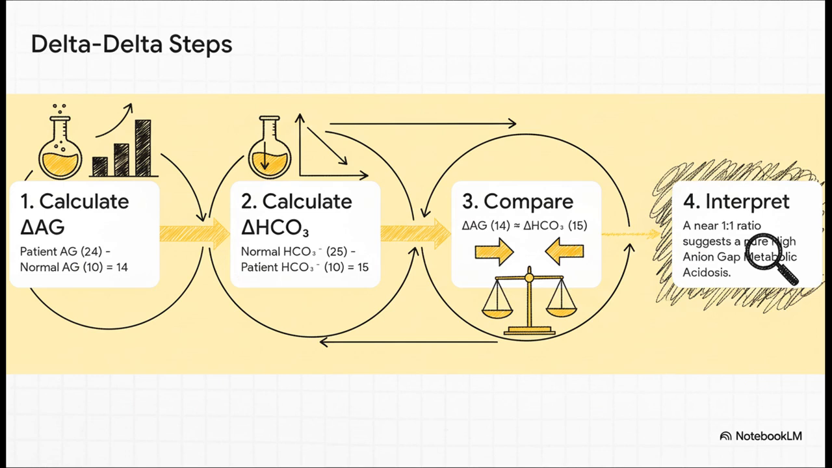Got it? Okay, next, the delta HCO3, the change in bicarb. Normal is around 25, our patient's is 10, so the bicarb dropped by 15. Now for the magic part, we compare them. The gap went up by 14, and the bicarb went down by 15. Look at that, those numbers are almost identical. That near 1-to-1 ratio tells you this is a pure, simple HAGMA. Nothing else is going on.